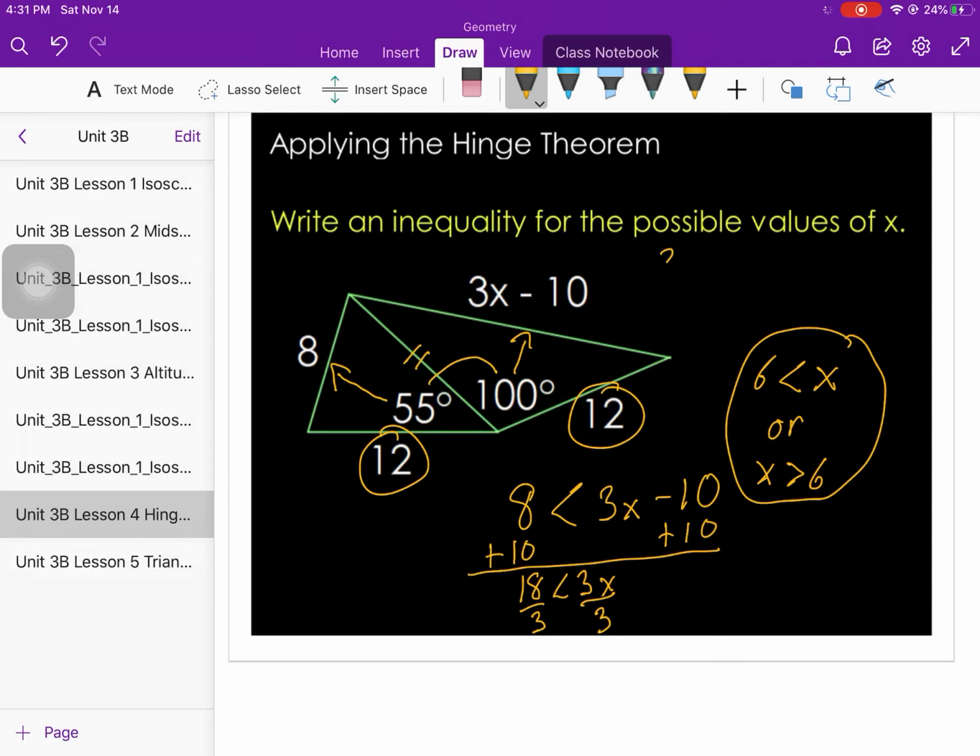If we were to plug that back in up here, 3 times 6 minus 10, we would get 18 minus 10, which equals 8. Now, this side cannot be 8. We know it has to be bigger than 8 because the other one is exactly 8. So in order to have the inequality true, we need something that's bigger than 6. We don't know the exact value, but it just has to be bigger than 6.